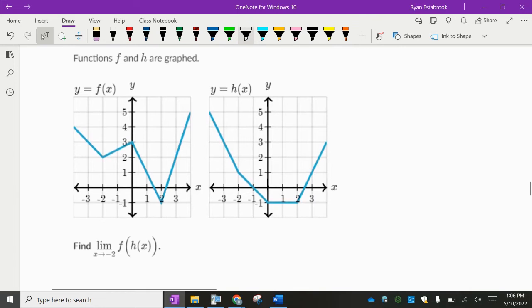All right, next one down. I think this one is a little bit more straightforward. Go ahead and read through this one. So the limit as x approaches -2 of f of h of x. So go to the inside one first. On the h graph, as x is approaching -2, what is the limit? Go ahead and turn to your friend, answer that question. What is that limit going to be?